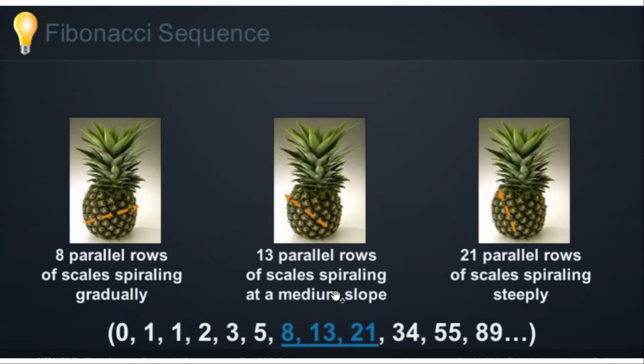Now, from 13, there are several other numbers before 21. But it did not come with those numbers. Instead, it goes to 21. So that tells you the efficacy of the Fibonacci numbers. And 8 plus 13 is 21.